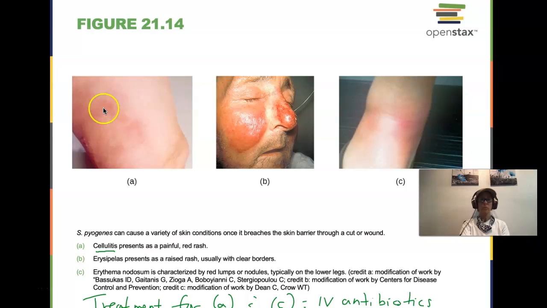Cellulitis looks like a rash, but it is inflammation of your cells, typically the fascia directly underneath the skin surface. Can be very serious because it becomes systemic. Erysipelas is more common in elderly people where the streptococcus are damaging the skin surface, secreting toxins and causing this redness. And we have erythema nodosum.